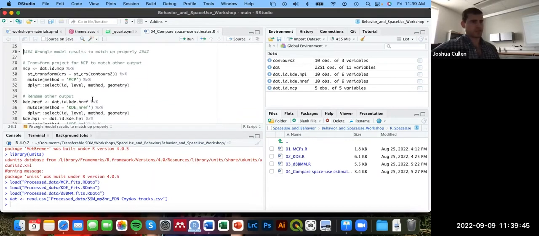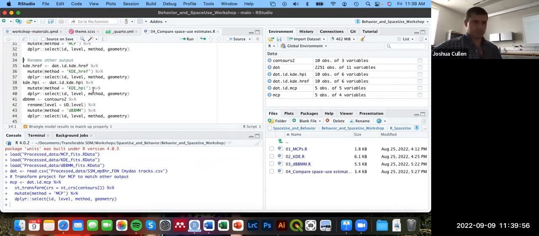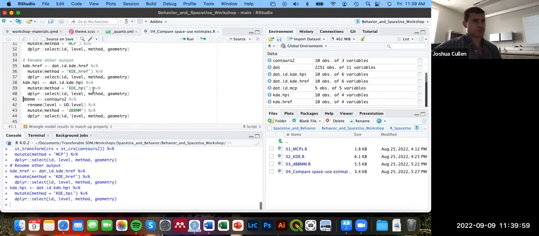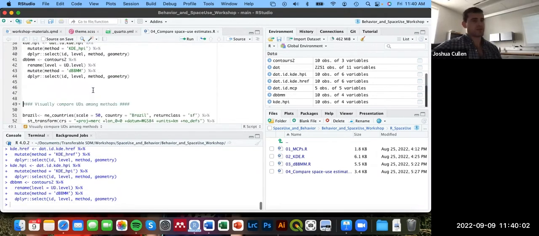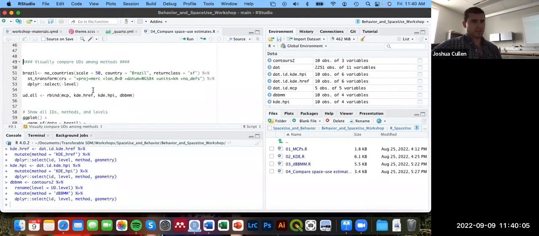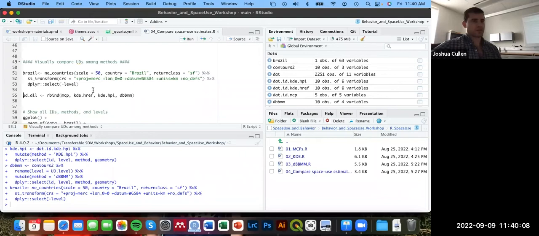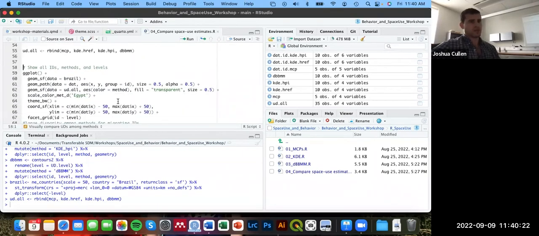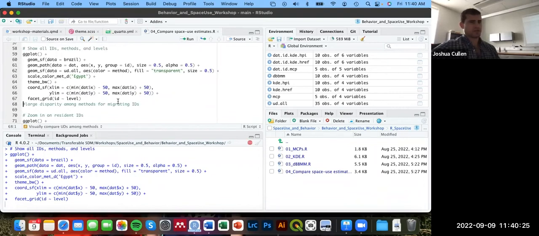So to do some initial data wrangling for each of these model results or estimated results, I'm going to set these up for the minimum convex polygons, as well as the different kernel density estimates, and then the dynamic Brownian bridge movement model we just ran. And now to load in the Brazil layer. Now we're going to combine all of these different contours together from each of the different methods into a single data frame called ud.all, and then create a map or a facet plot showing these.